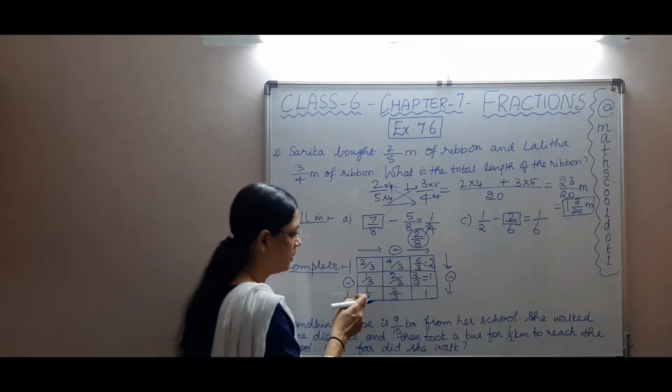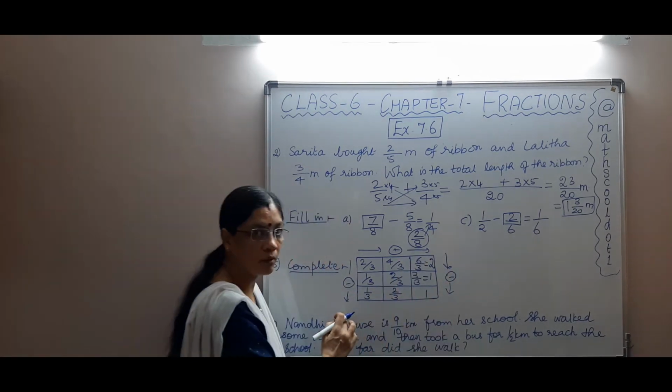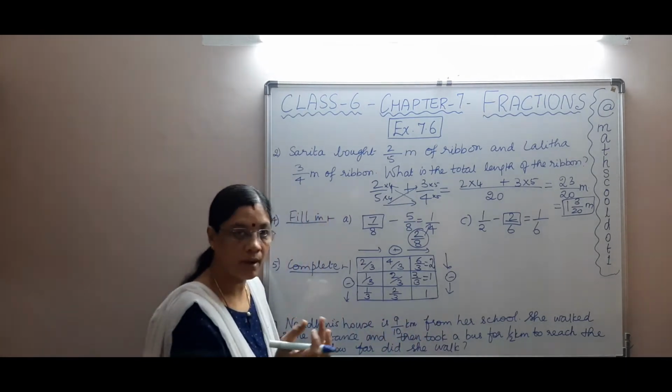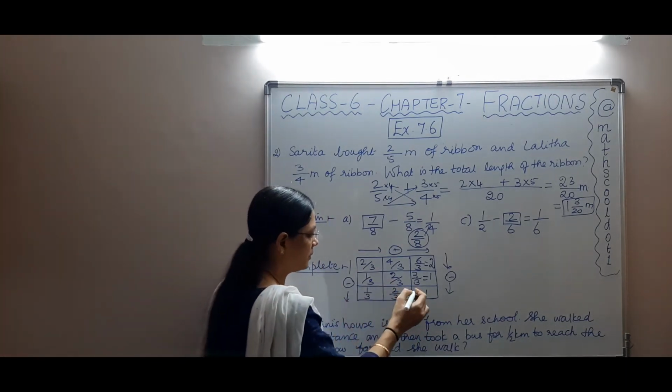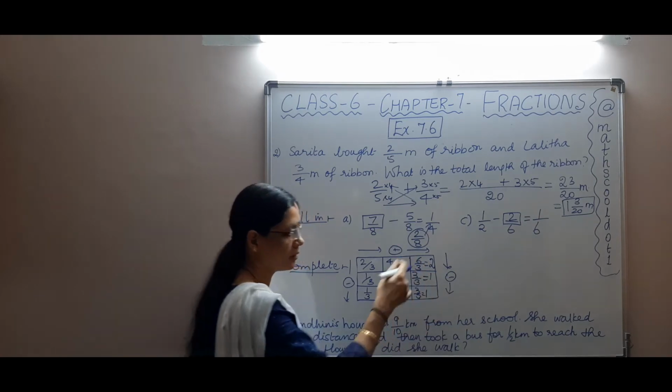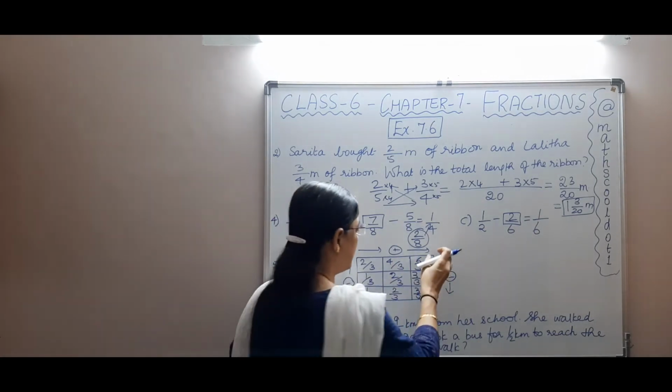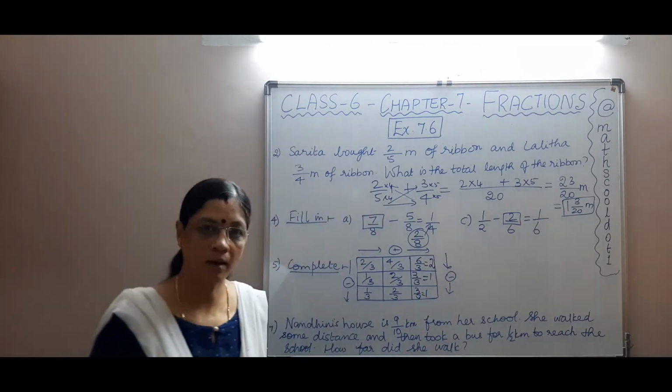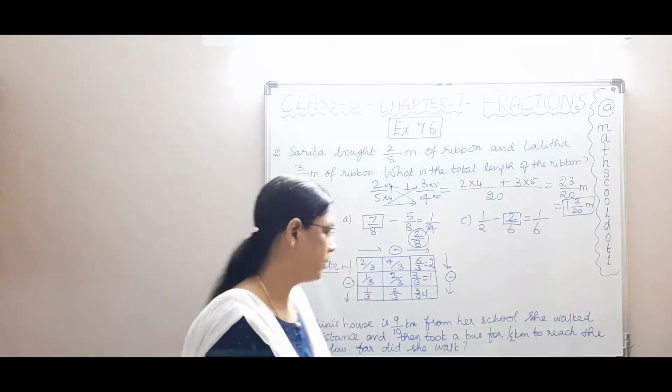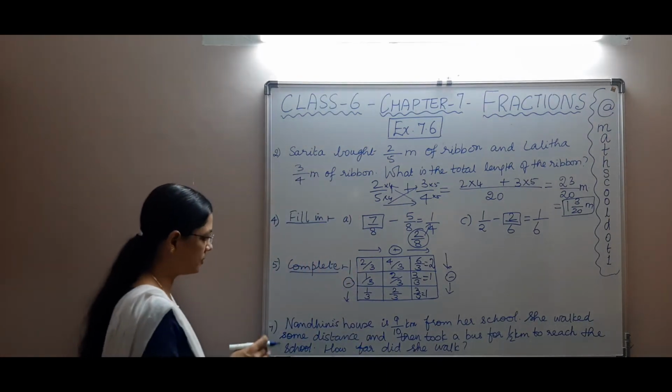Now let's verify. We need to add across, isn't it? While moving from left to right, we need to add. So 1 by 3 plus 2 by 3 is 3 by 3. This becomes 1. So what we obtained in these two squares are perfectly right. Do you understand? Okay. Now we'll move on to the seventh problem.